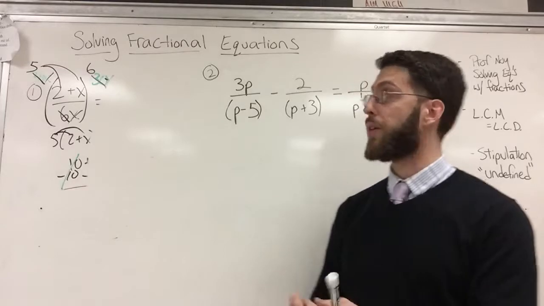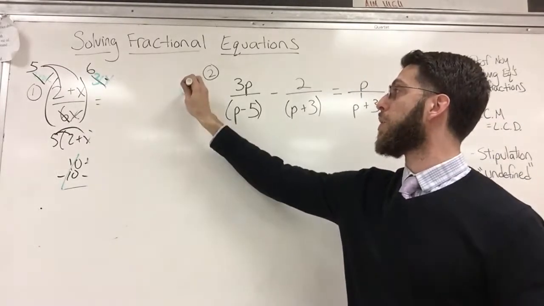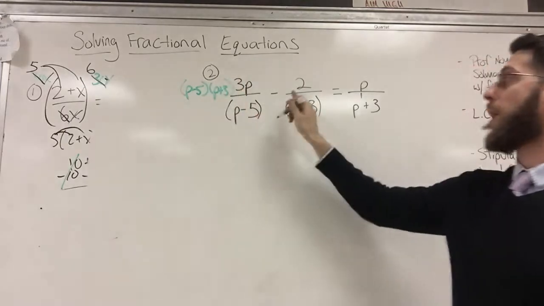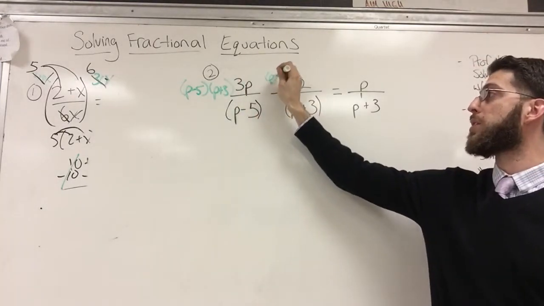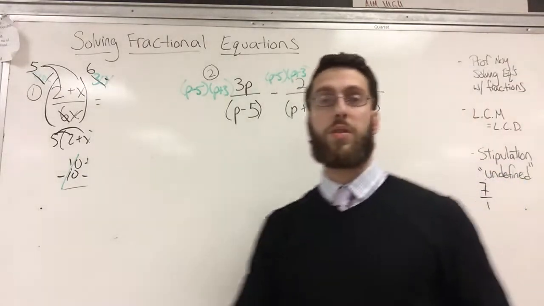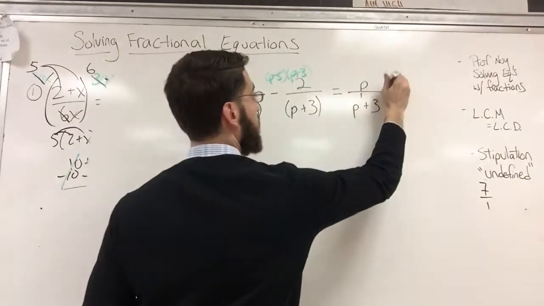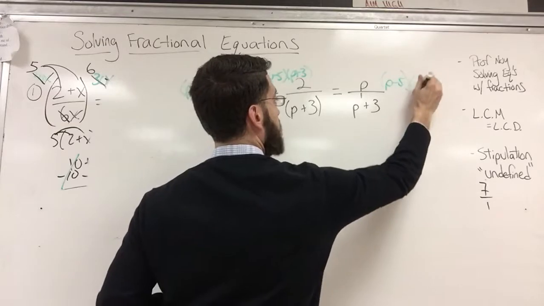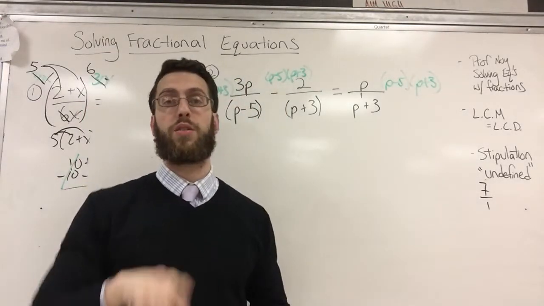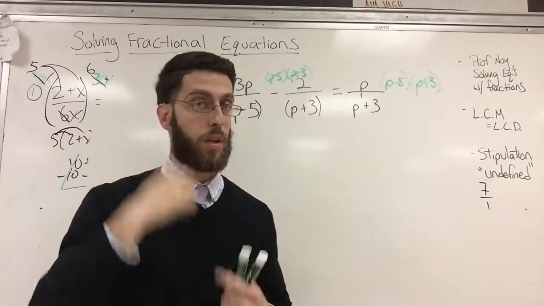Multiply everywhere. So I'm going to put my p minus 5 times p plus 3 here. I'm going to put it here, p minus 5 times p plus 3. And I'm going to put it, I hope you can see this, p minus 5 times p plus 3 over there, all right? And if you can't see it, just rewind it because I said it so you'll hear me.